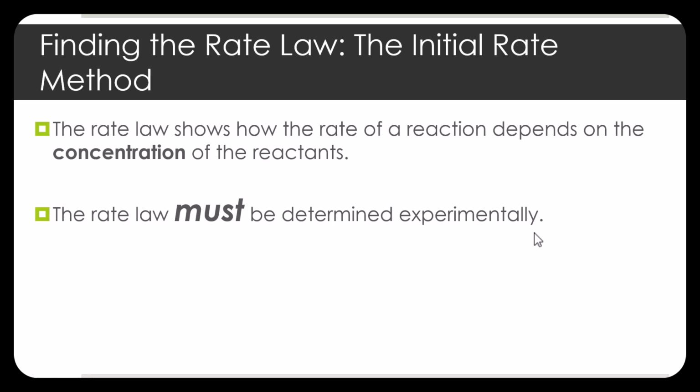So the rate law is going to show how the rate of a reaction depends on the concentration of reactants. So if I were to summarize that statement, I would say we're looking at concentration of reactants versus rate. Those are the two pieces that we're going to be looking at. Anything in this chapter must be determined experimentally. You cannot look at an equation and know anything about it without the data. So the data is going to drive the statements that we make about rate.